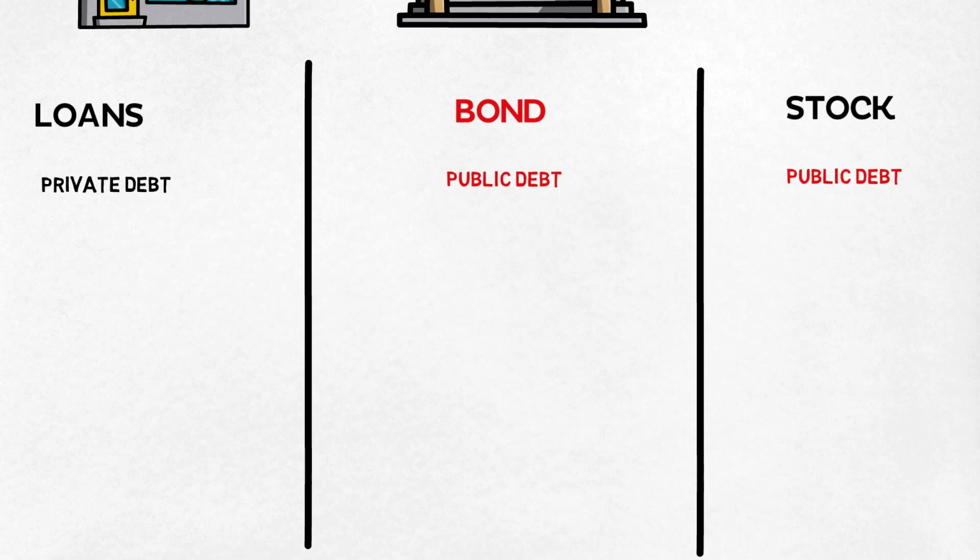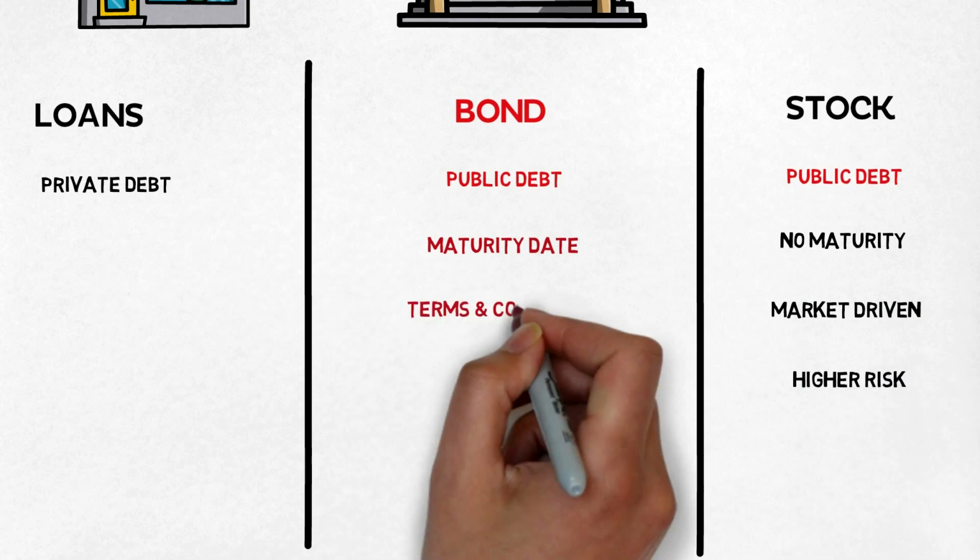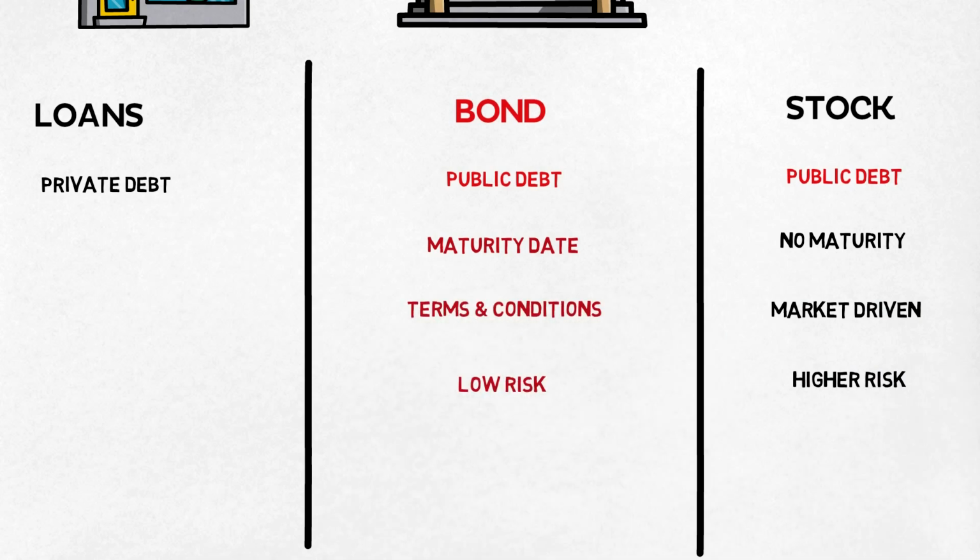public financial markets. The main difference between a bond and a stock is that bonds have maturity dates and usually low risk compared to stocks. Let's understand with an example.